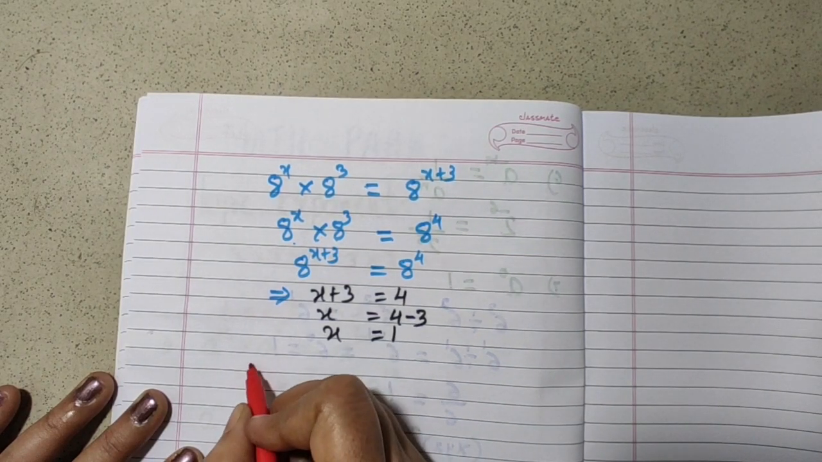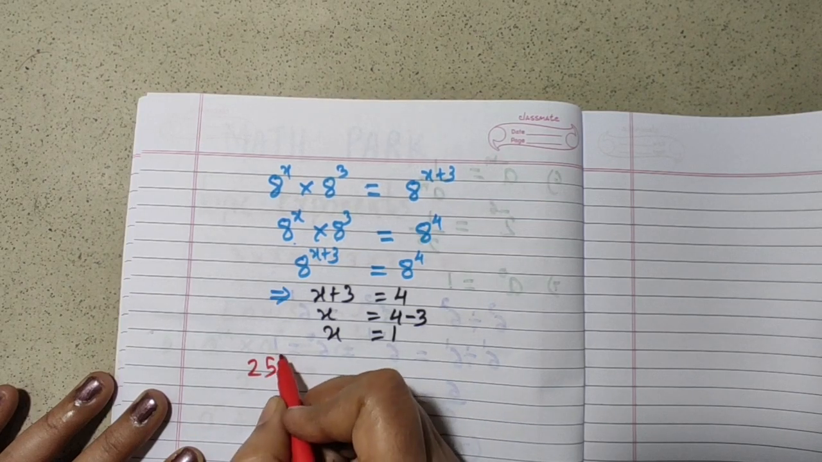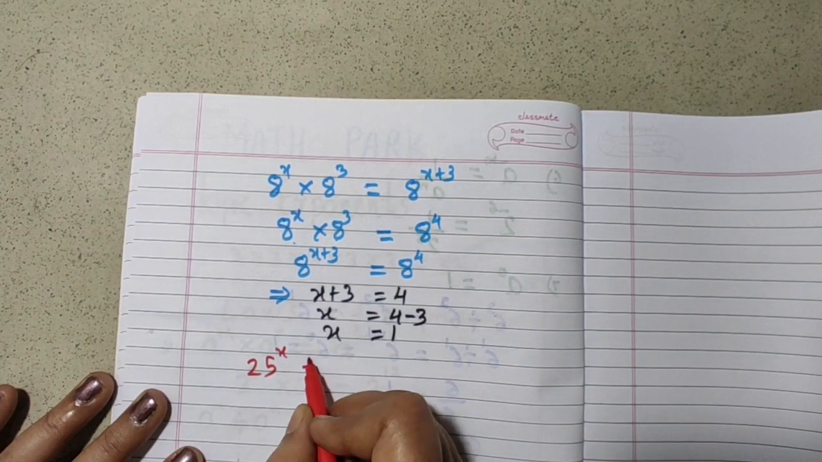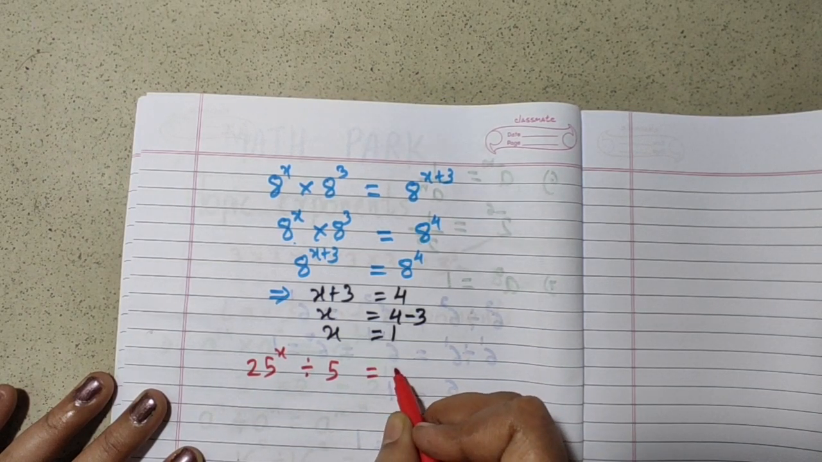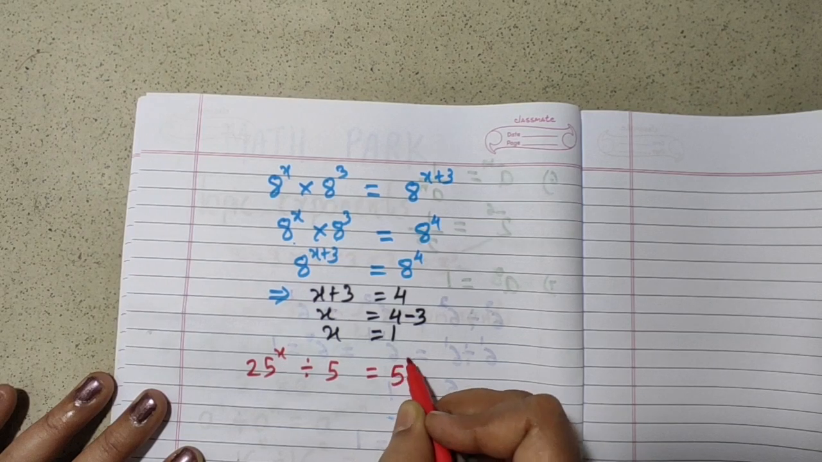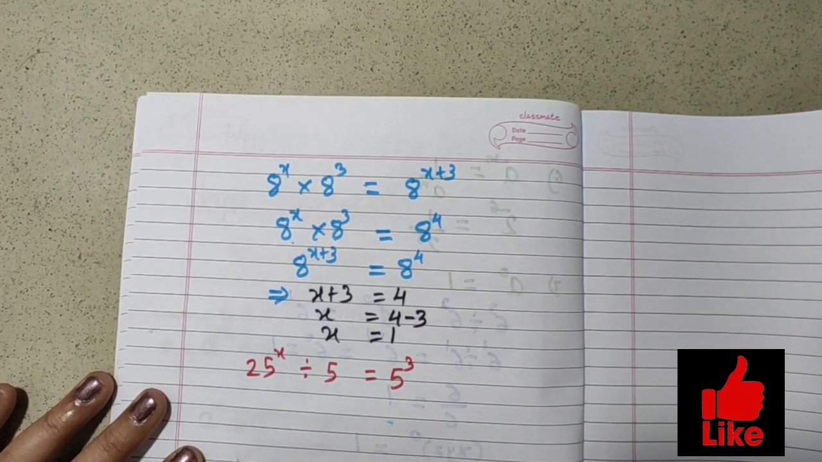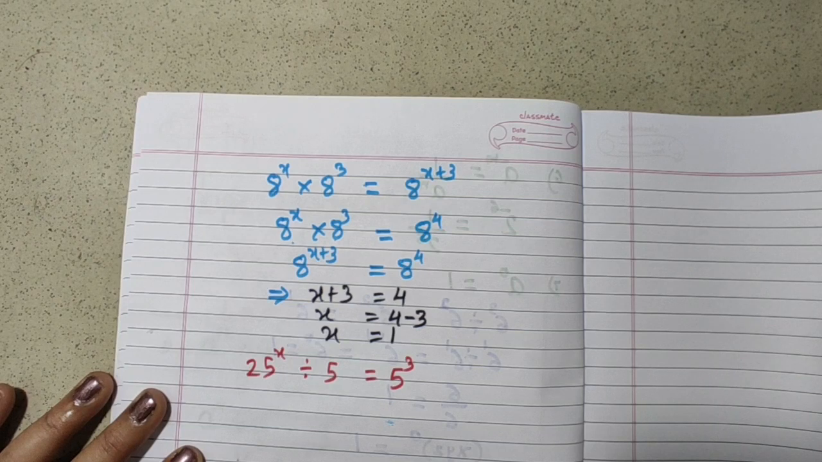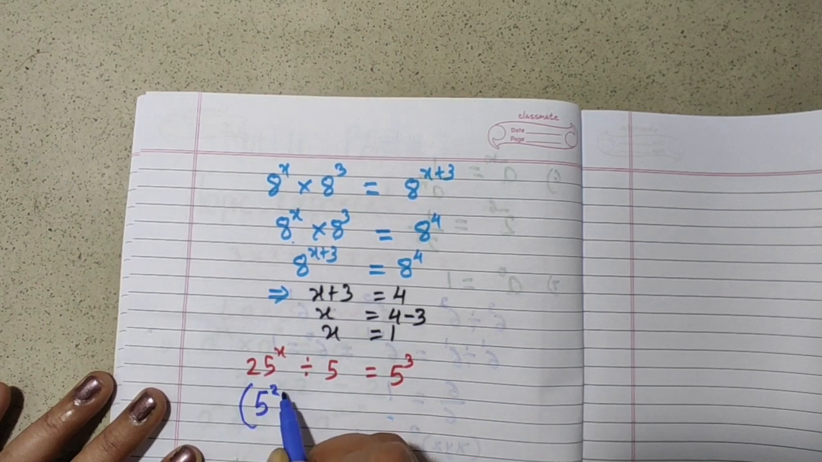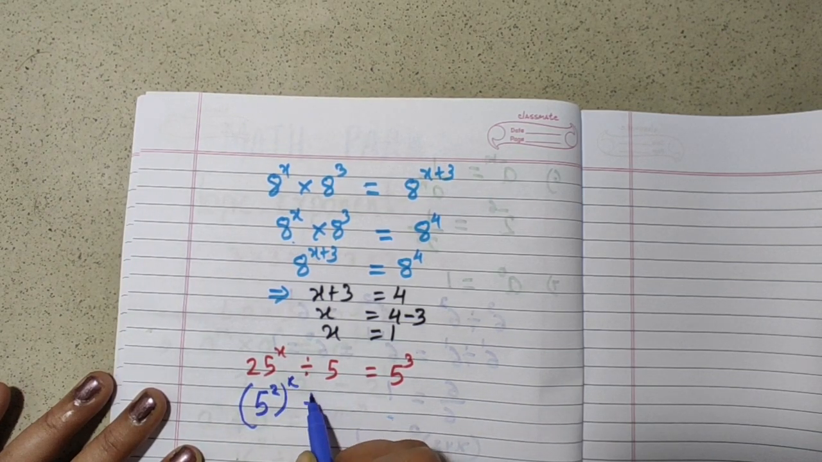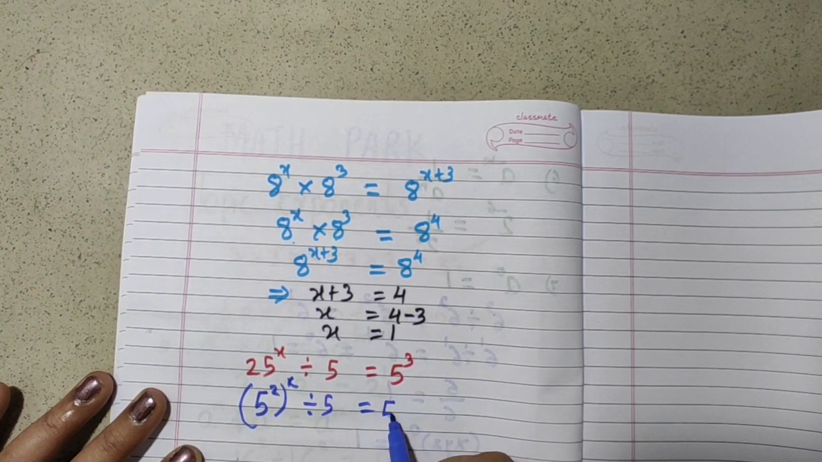Let us take an example, say 25 raised to x divided by 5 is equal to 5 raised to 3. Find the value of x. How do we do here? So now this should be some power of 5. So we know that 25 is square of 5. So instead of 25, I write 5 square. This raised to x divided by 5 is equal to 5 raised to 3.